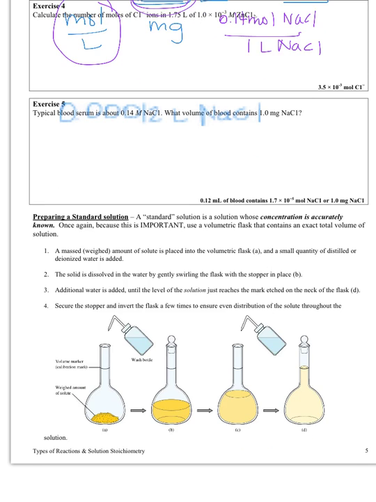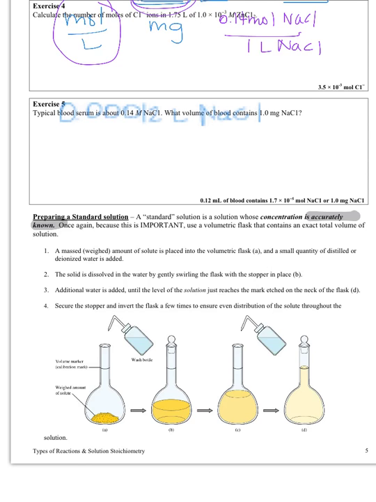You may see the term standard solution. A standard solution is a solution whose concentration is accurately known. Remember, the term accurate means it is very close to the accepted or actual value. Because having the actual or accurate concentration is important, we're going to use a volumetric flask that contains an exact total volume of solution. Same process as before.